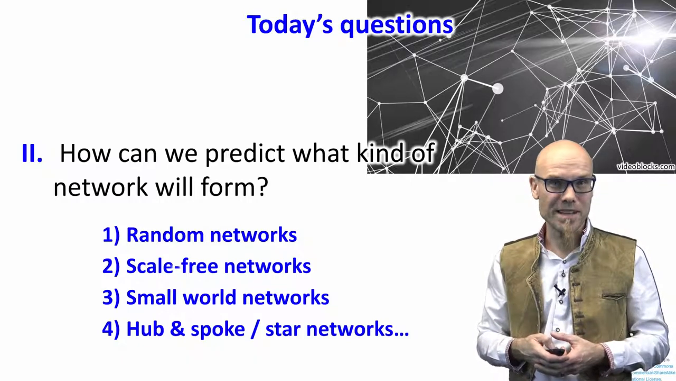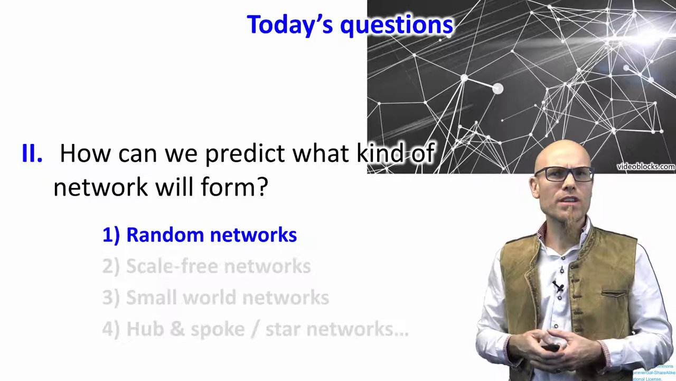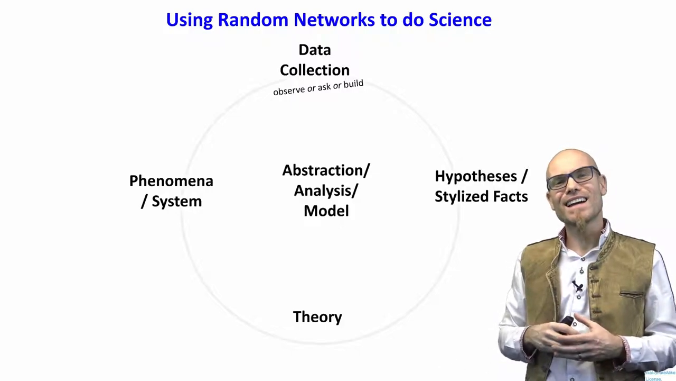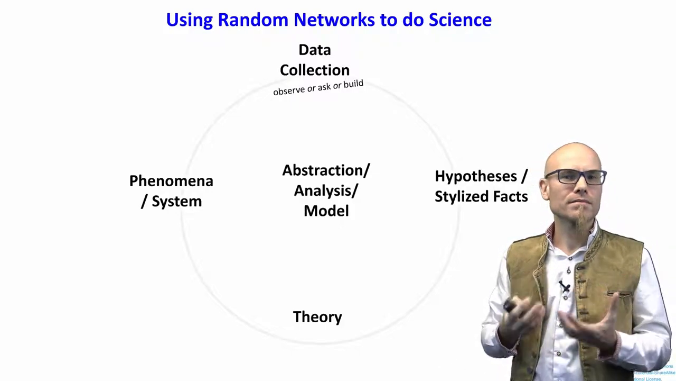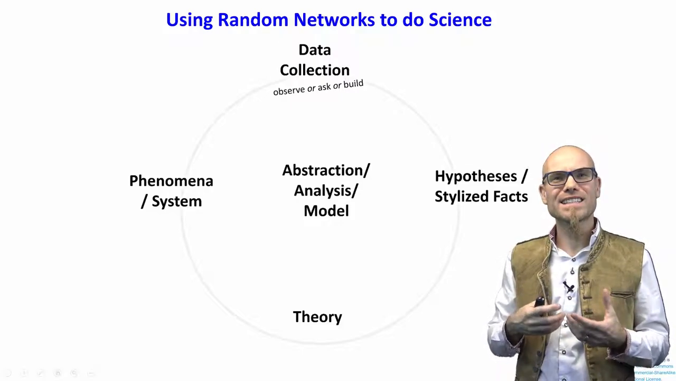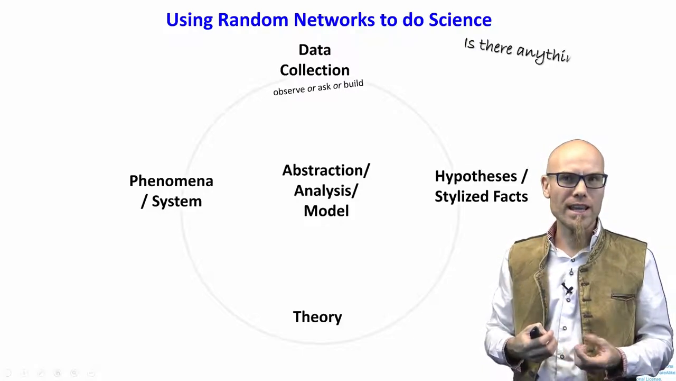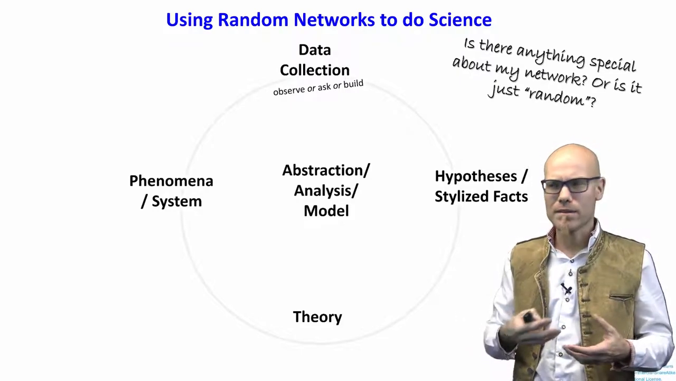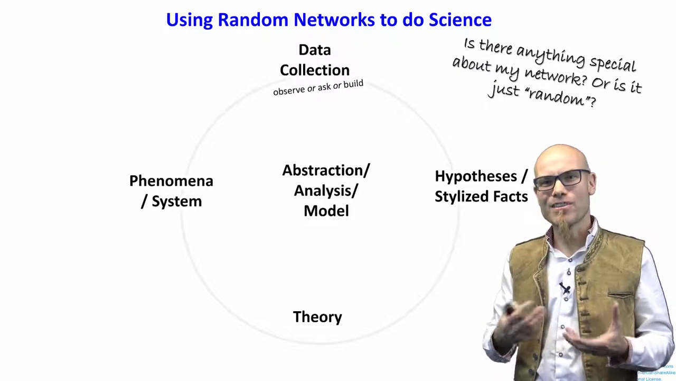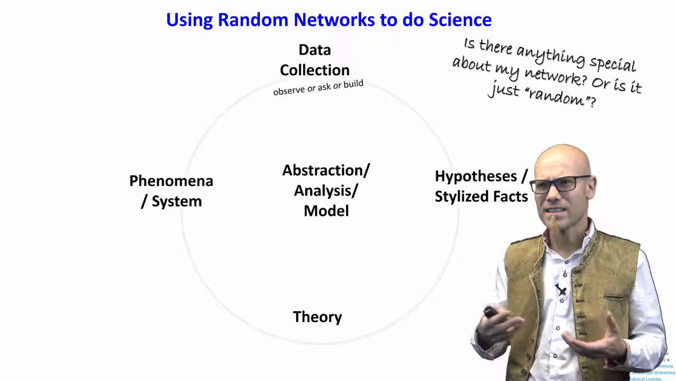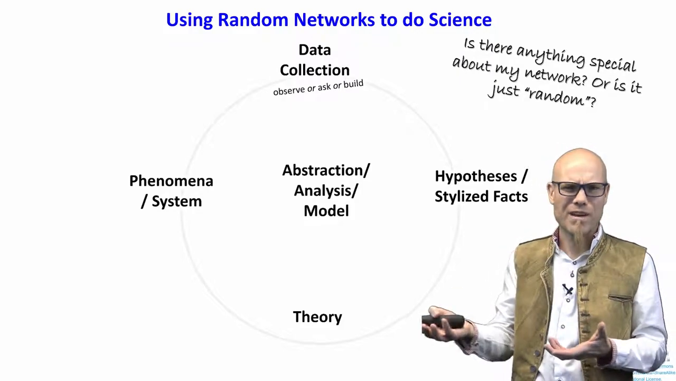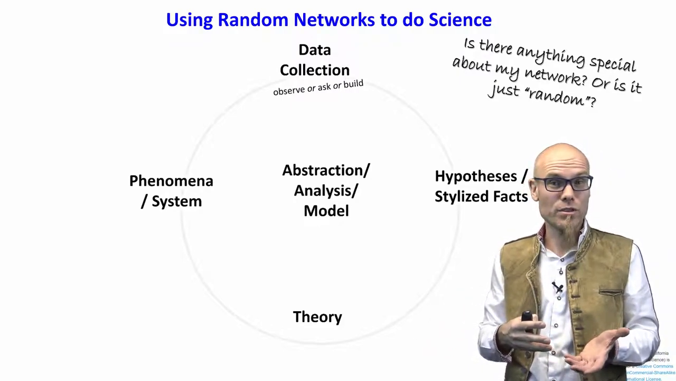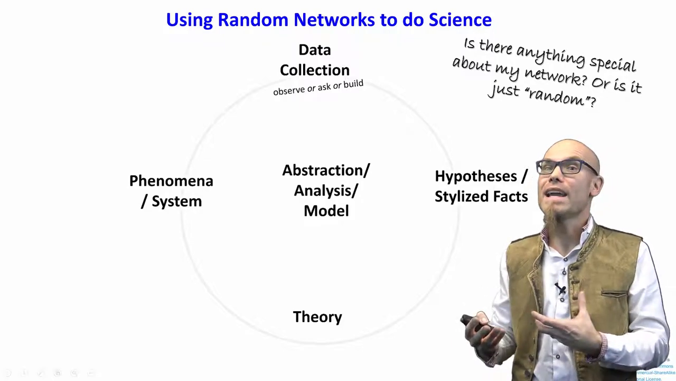So let's start with random networks. Random networks are extremely useful because if you look at our scientific method, they allow us to actually do hypothesis testing. They allow us to ask if there's anything special about our network or if the network is just random. Really, literally, you take the random, like you say it colloquially. That's just a random thing. That's like the most random network, right? That just happens. So is it just like a random network, or is there something special about my network? So I create some random networks and test my network against it.